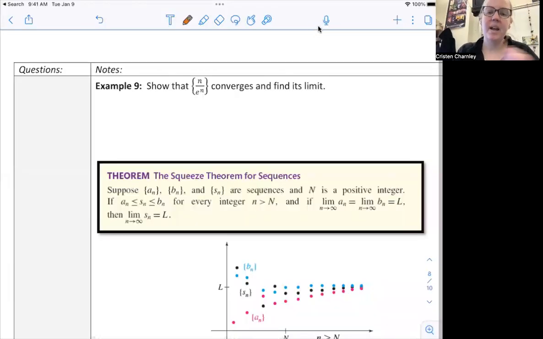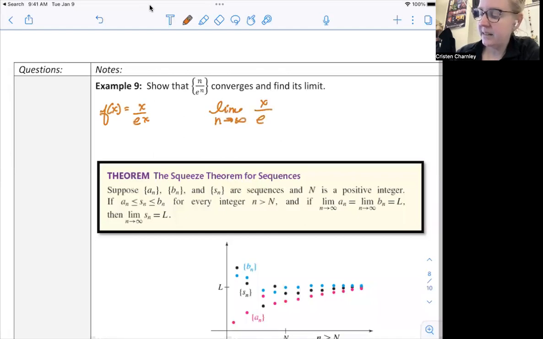So for example 9, we have the sequence that we want to show converges and find its limit. With the sequence itself, you want a related function. So your related function is f of x equals x over e to the x. Now we would find the limit as x approaches infinity of x over e to the x.